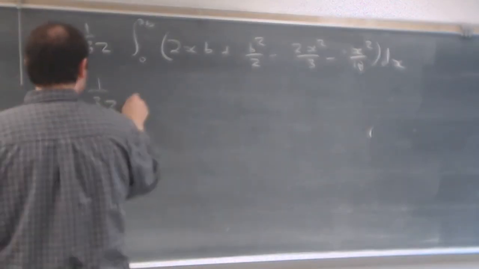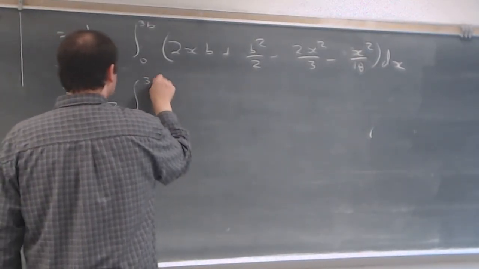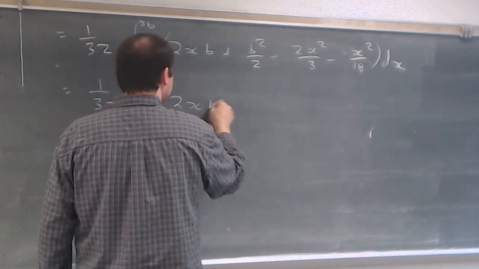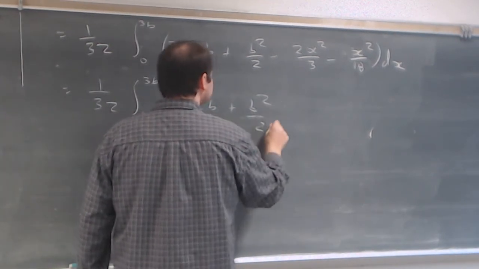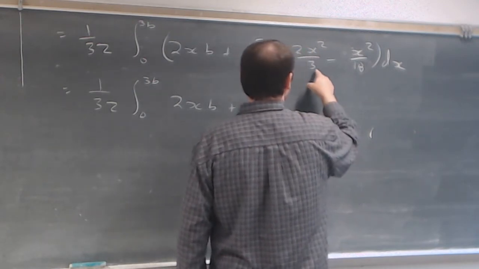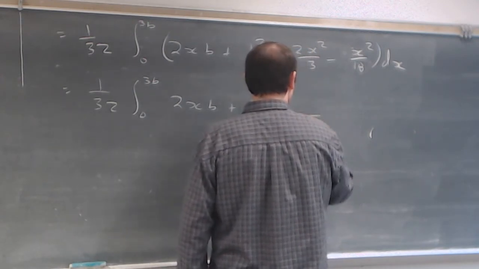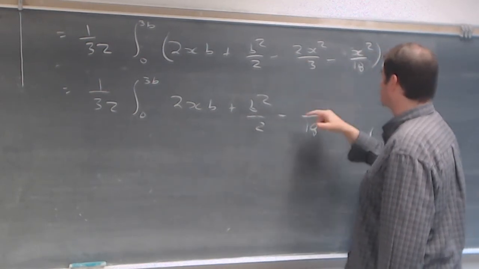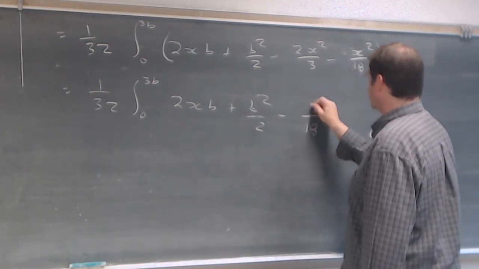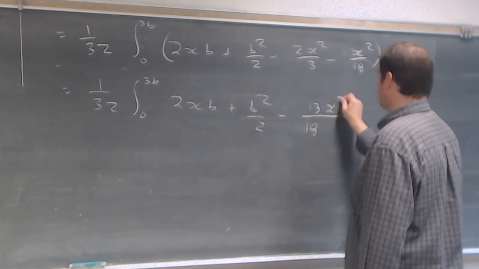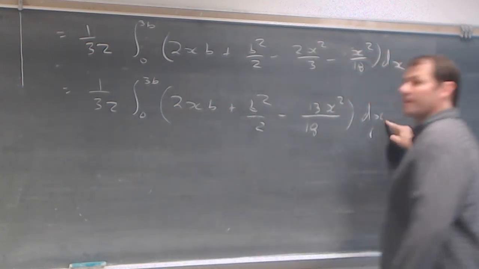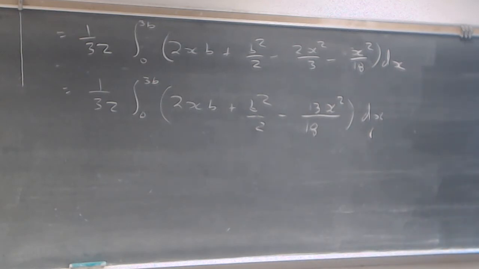So it's 1 over 32, integral from 0 to 3b, here, this is 2xb plus b squared over 2 minus, this is going to be getting a common denominator of 18. This would be, have to multiply this by 6, this is 12, this is going to be minus 13x squared dx. Okay, that's where we are.